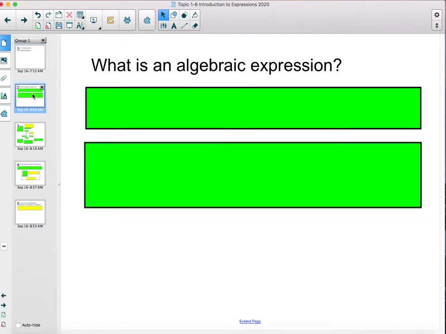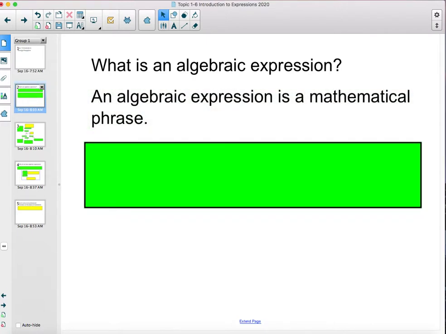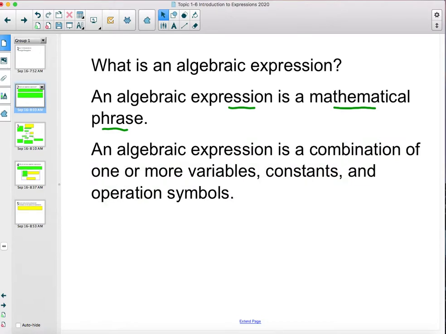Now, one thing that we want to do is ask ourselves, what is an algebraic expression? Now, there are kind of two answers here. The one is that an algebraic expression is a mathematical phrase. That is the textbook definition of what an algebraic expression is. An algebraic expression is a combination of one or more variables, constants, and operation symbols.